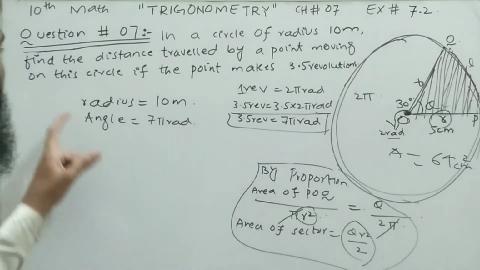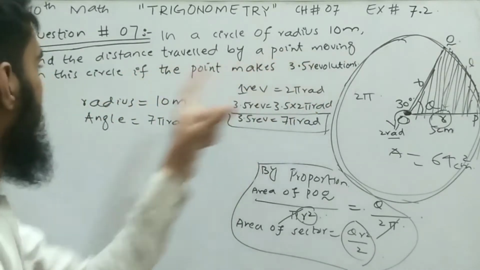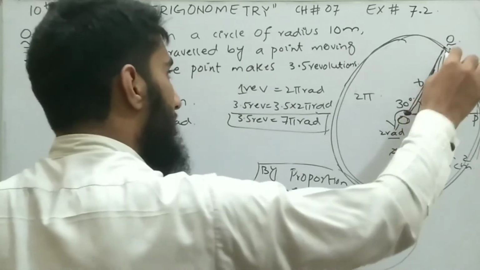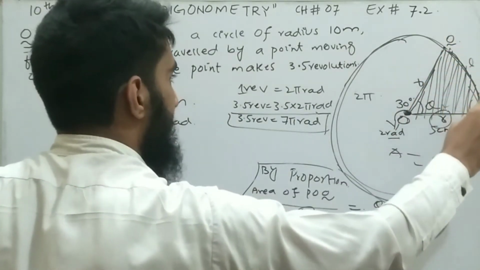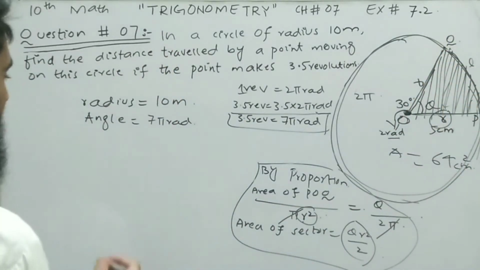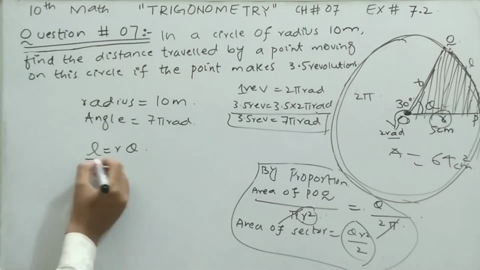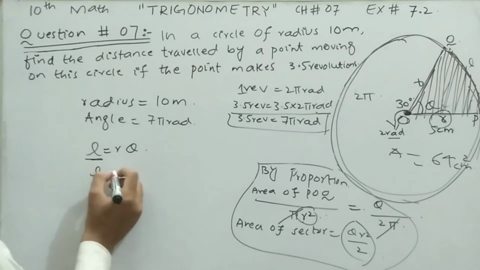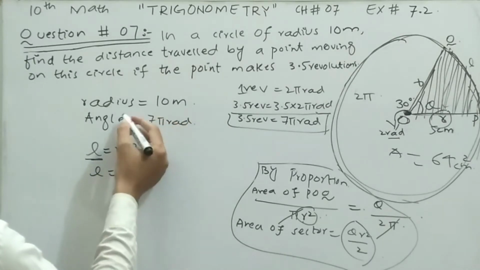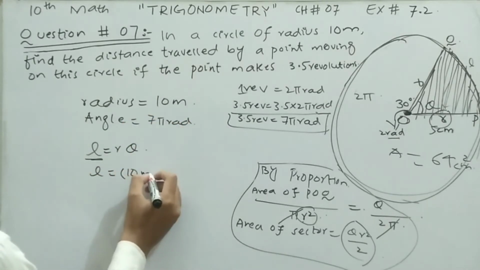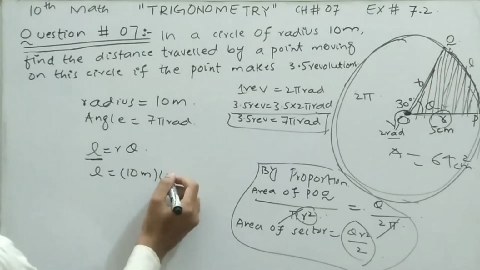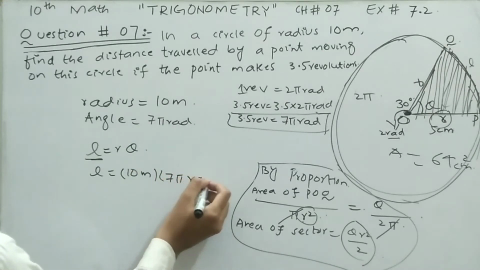And it tells to find the distance traveled by the point moving on this circle. We will actually find the length of this arc of this circle. So we learned a formula in the previous question that L is equal to r θ. So using this formula we will find this distance L. So L is equal to r, r is actually the radius, which is equal to 10 meter, multiply θ. Theta is 7π radian.